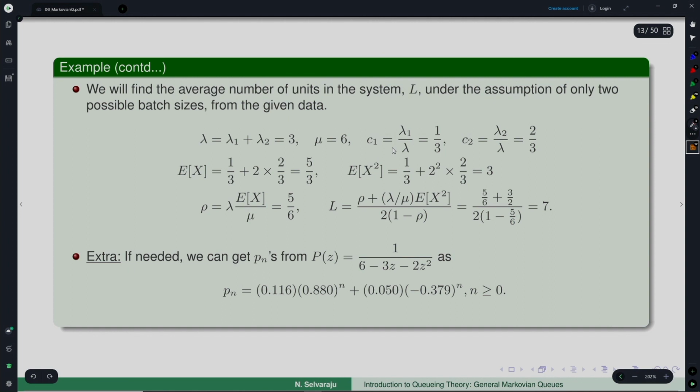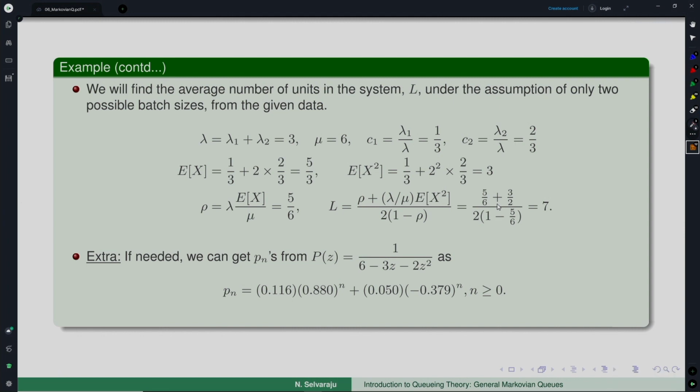So, C1, which is the probability of a single defect batch arrival, is 1 by 3 and C2 is 2 by 3. So, the expectation of X, which means the average number of defects, is 5 by 3, and expectation of X squared is 3, which you can compute. So, rho would then be equal to 5 by 6 because it is lambda times expectation of X by mu, which is the utilization factor here, and L is this expression. Now, once you plug in the values, this will turn out to be 7.